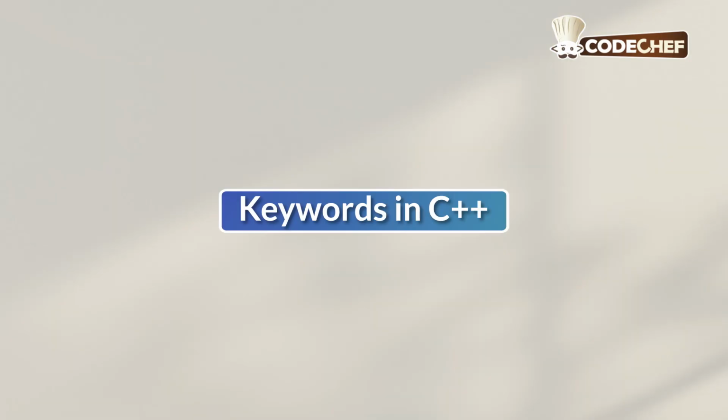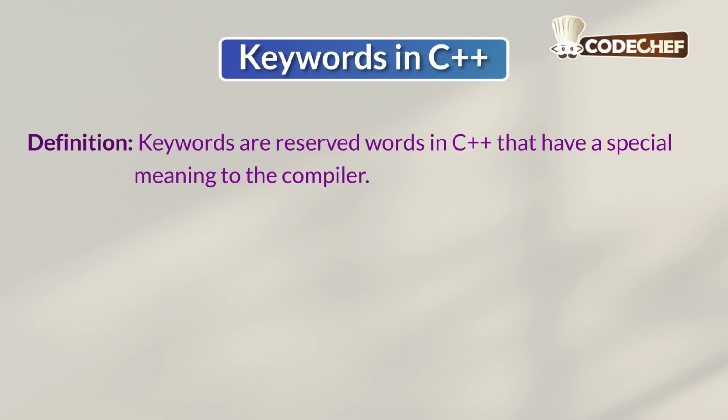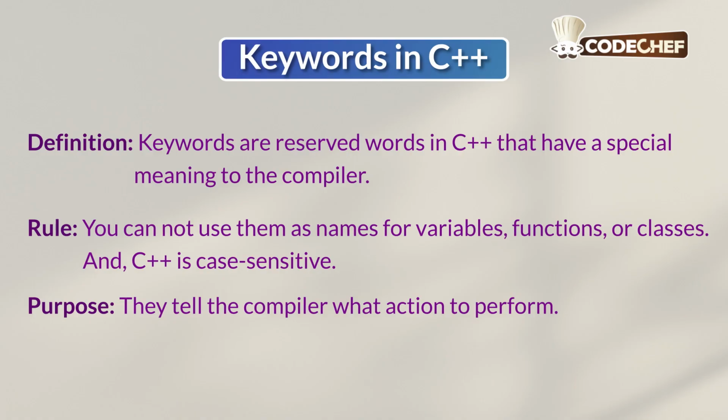Keywords in C++. What are keywords? Keywords in C++ are special words that the compiler already understands. Let's discuss an important rule about using keywords. You can't use them as names for your variables, functions or classes. Also, C++ is case sensitive, which means writing keywords with the wrong capitalization will lead to compilation errors. Now why are they so important? What's the purpose? The purpose is that they tell the computer exactly what to do or which action to perform.